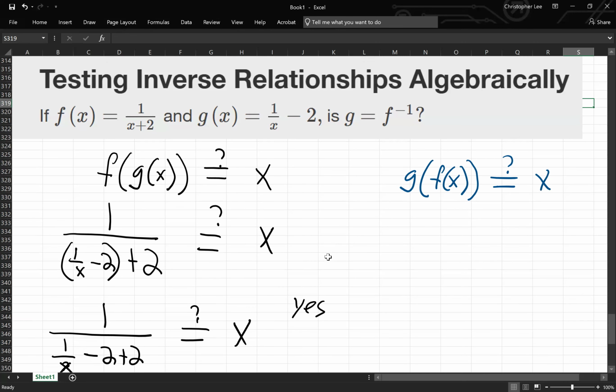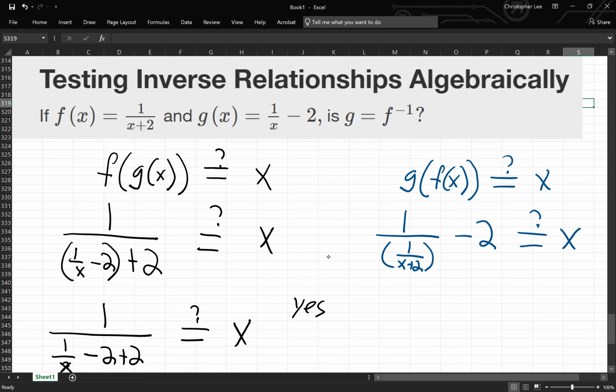So I'm gonna take the g of x. What's my g of x? 1 over x minus 2. And I want to know, does that equal x? I don't know. I'm going to plug in my f of x. f of x is 1 over x plus 2. Right? Yeah. So then now what we going to do?